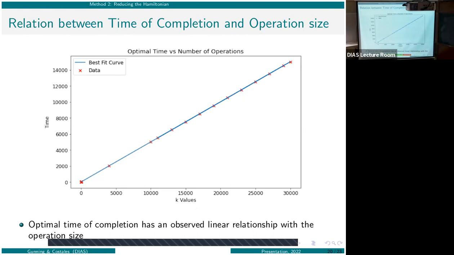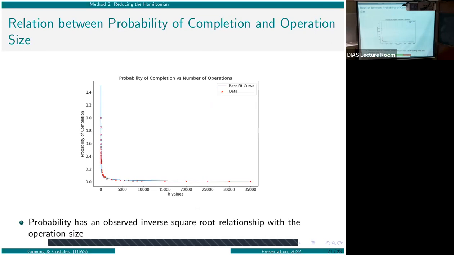And when plotting the probability of completion against operation size, which is the probability that the program counter would finish at our optimal time, there was an inverse square root relationship. However, we should note that this is only still projected, because it is based on a fit made from earlier points in the graph. There's no telling just yet if this relationship will continue to obey itself as we go to higher and higher k's, which are the k's that we are most interested in, because computers will need thousands and thousands of operations.